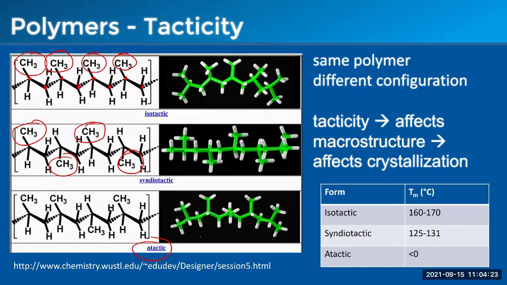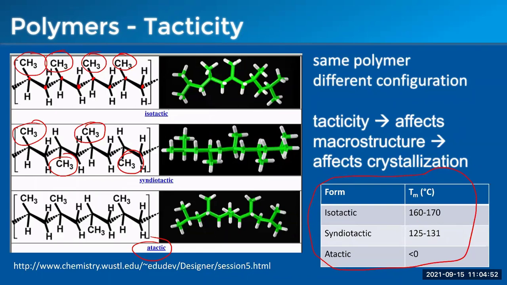So why do we care about this? Well, tacticity affects the ability of adjacent polypropylene chains to pack together tightly. Thus, it affects crystallinity, it affects density, and it can affect melting temperature, as you see down here. So if you look at this chart here in the bottom right corner, we see that isotactic polypropylene has the highest melting temperature of the three. Let's see if we can justify that looking at the structure.